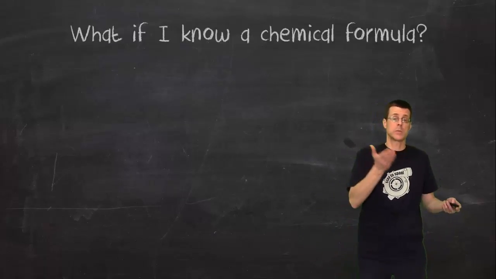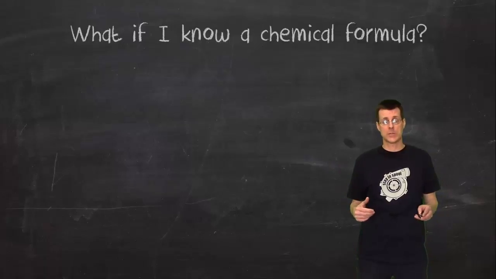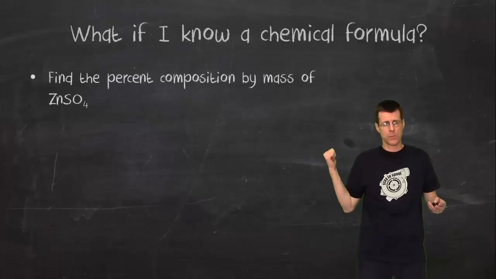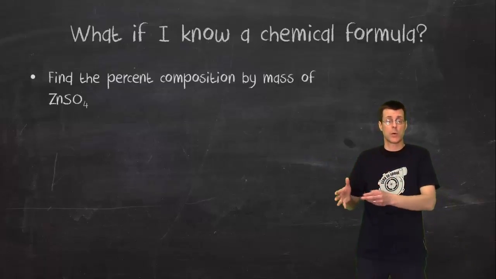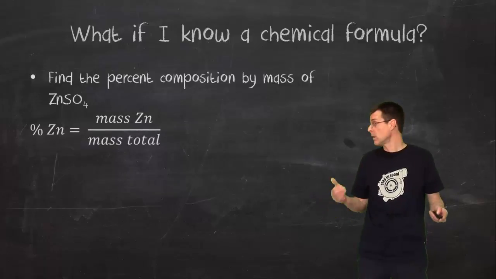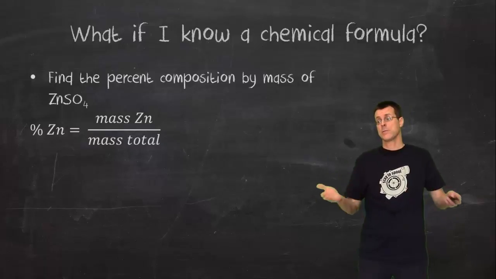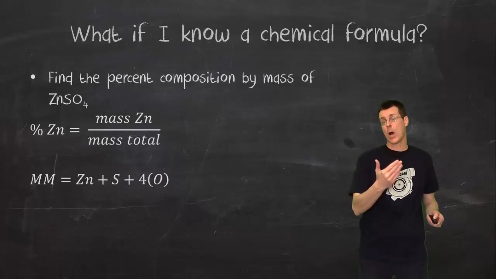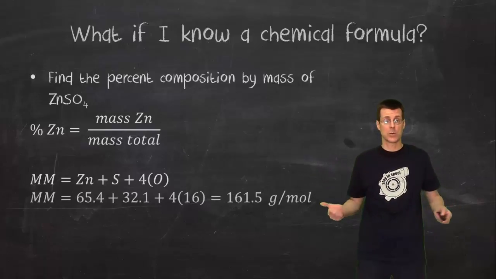Okay, now sometimes we know the chemical formula. Sometimes we know the atoms involved and how many of each, and we want to know the percent composition. Okay, so what we could do is we could take the formula and say, what if I had 1 atom of zinc, 1 atom of sulfur, 4 atoms of oxygen? Same kind of thing. To find the percent composition for zinc, I need the mass of zinc divided by the total mass. But if I have the chemical formula, that gives me a couple of things. It tells me how much zinc is in there, and it tells me the total molar mass.